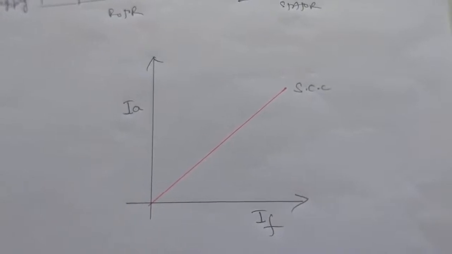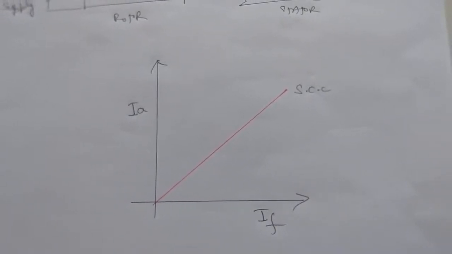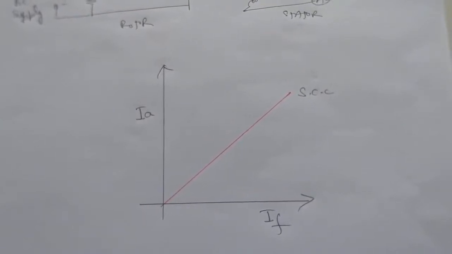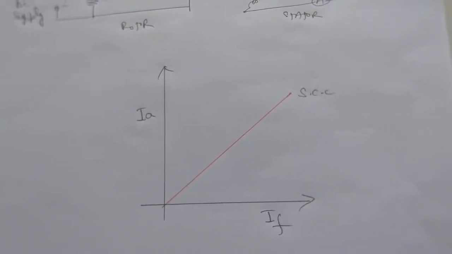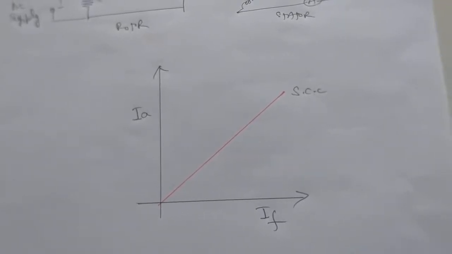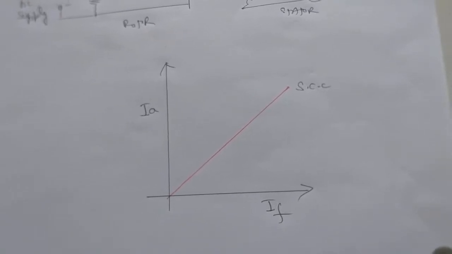So when IF, the field current, is 0, the IA is certainly equal to 0. As you increase the field current, the IA is going to increase in a linear fashion. That straight line which is plotted as a variation of IA with respect to IF is called the short circuit characteristic or SCC. So it is all about the short circuit test.